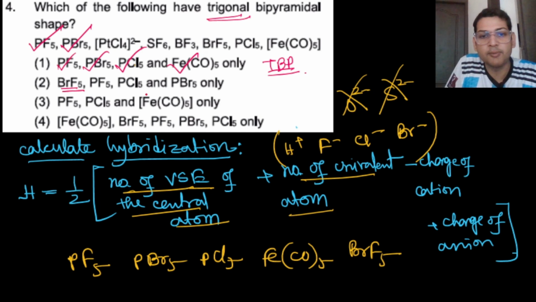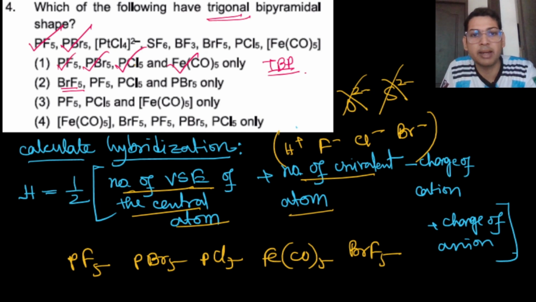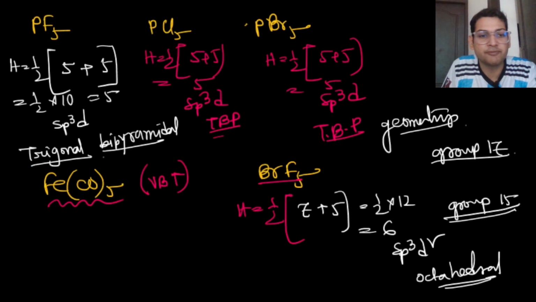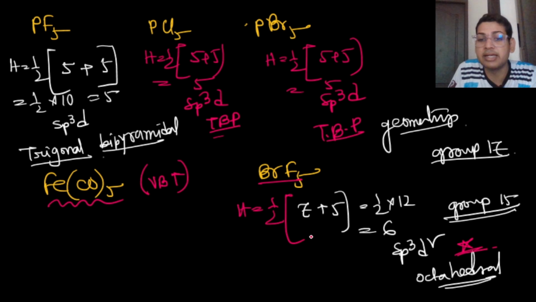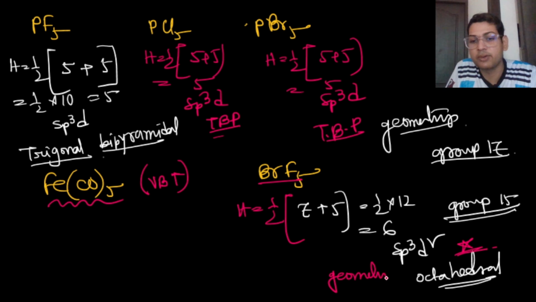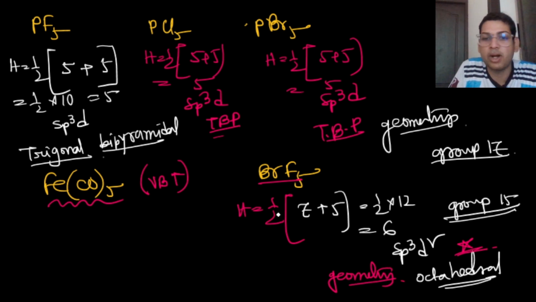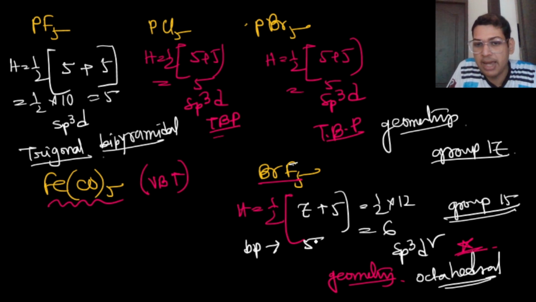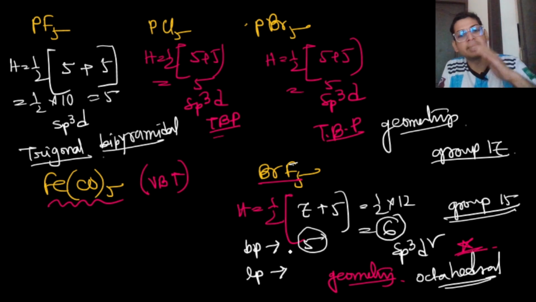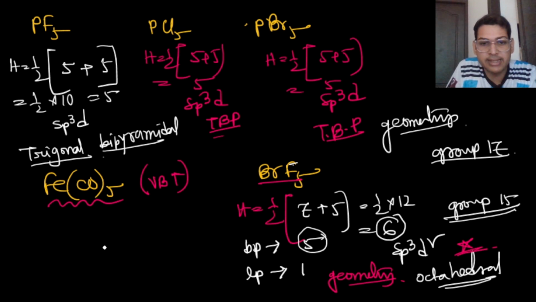For BrF5, okay, you see for BrF5 what happens? Here I have got octahedral, but octahedral is not the shape, octahedral is the geometry. Okay, sir, what is the shape? For that you have to understand what is the bond pair. Sir, how many bond pairs? You see 5 fluorines are there, so 5 bond pairs. Sir, how many lone pairs? Sir, 6 is the hybridization, 5 is the bond pair, so 6 minus 5 is the lone pair.